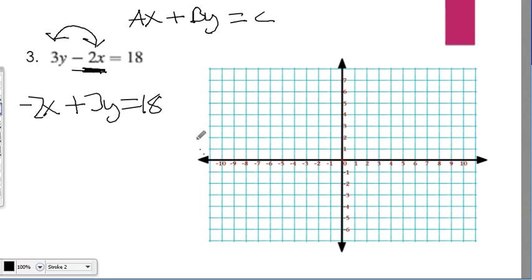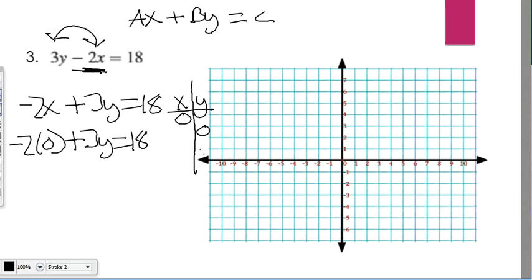Now we are going to find the x-intercept and the y-intercept by letting our x be 0 and solve for the y, and letting our y be 0 and solve for the x. So let's take this equation, let's write it just like it is, but instead of that x, we're going to let that be 0.